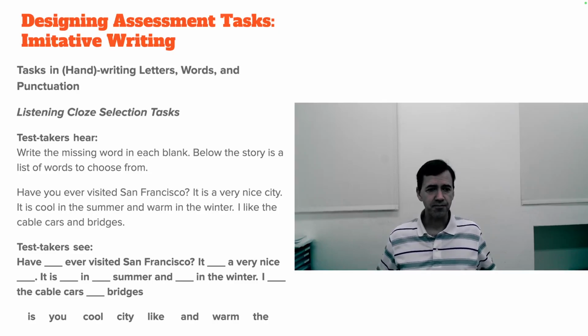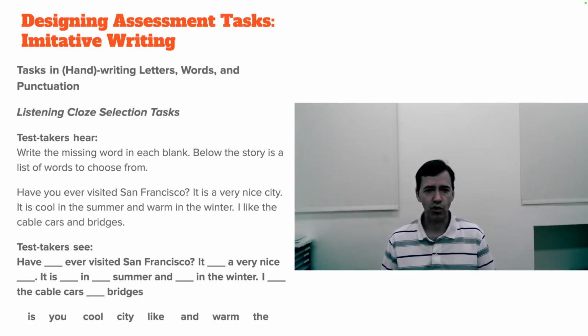So here's an example. Test takers will write the missing word in each blank. Below the story is a list of words to choose from. And then here's the story that they listen to. Have you ever visited San Francisco? It's a very nice city. It is cool in the summer and warm in the winter. I like the cable cars and bridges. What they see are the words below. The story has all those blanks in it, and then the words are provided below. So as they hear them, they write them down. Okay, so remember at the beginning I said you have to know the construct that you are assessing. Here it's not spelling, it's just handwriting, making sure that they can write the words that they hear.